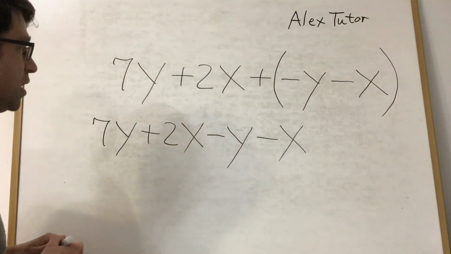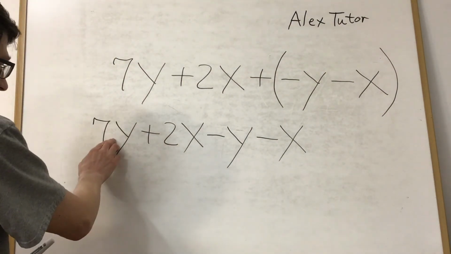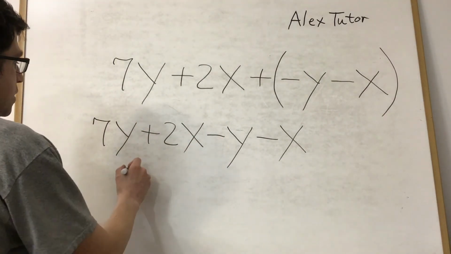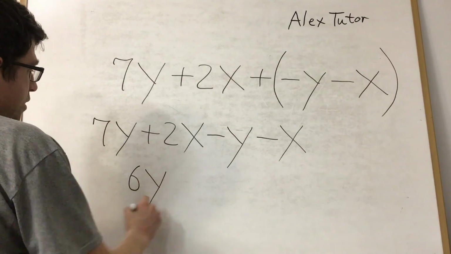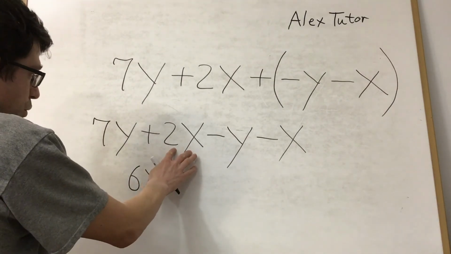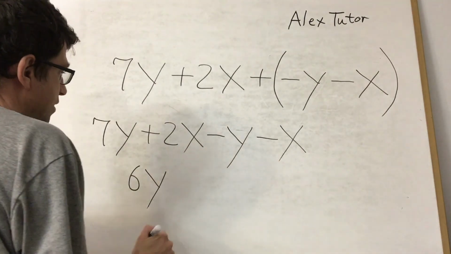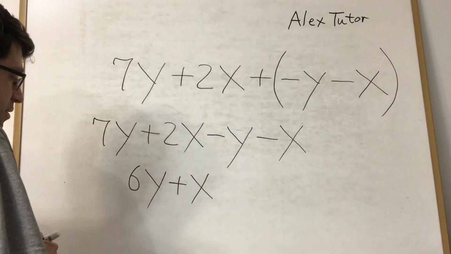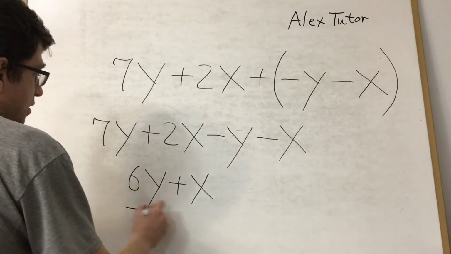So now I will combine like terms. So how much is 7y minus y? It's 6y. How much is 2x minus x? It's 1x. So this is the answer.